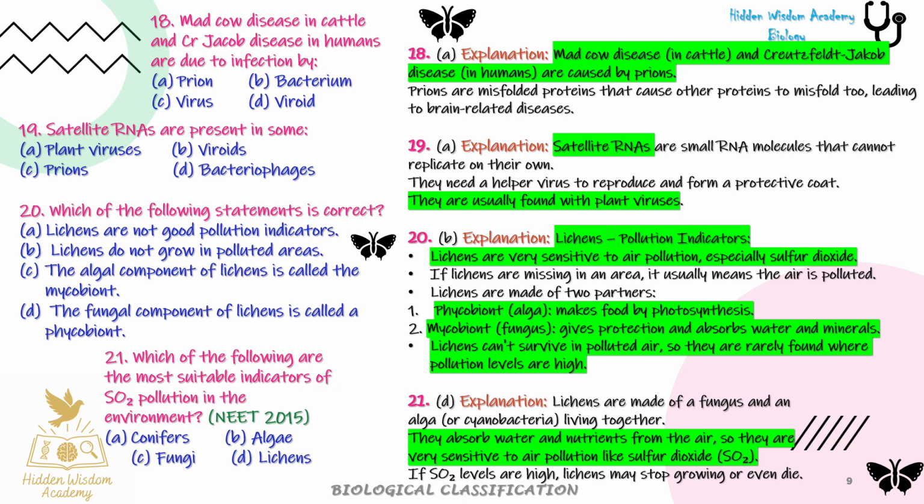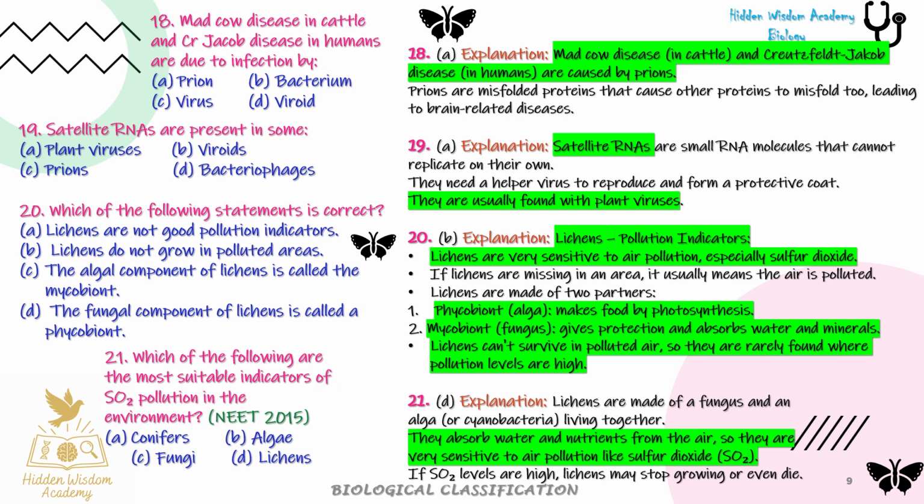Question 18. Mad cow disease in cattle and Creutzfeldt-Jakob disease in humans are due to infection by: Option A. Prion. Option B. Bacterium. Option C. Virus. Option D. Viroid. Explanation: Mad cow disease in cattle and Creutzfeldt-Jakob disease in humans are caused by prions. Prions are misfolded proteins that cause other proteins to misfold too, leading to brain-related diseases. So, option A is the correct answer.